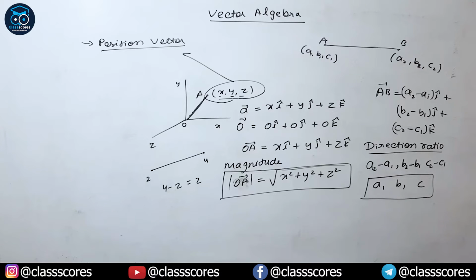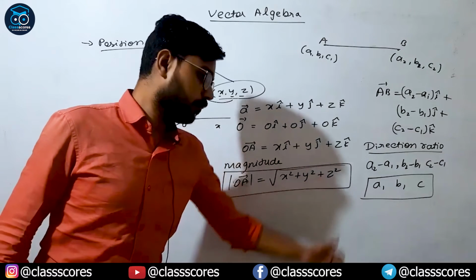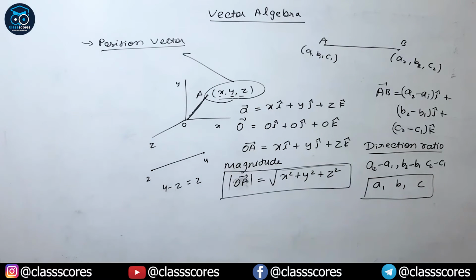The second thing is the magnitude of a vector. How can we find the magnitude of any vector? We simply take the coefficients of i cap, j cap and k cap and substitute them in this equation. Here we substitute the values of x, y, z. It will be represented as the magnitude of the line segment.